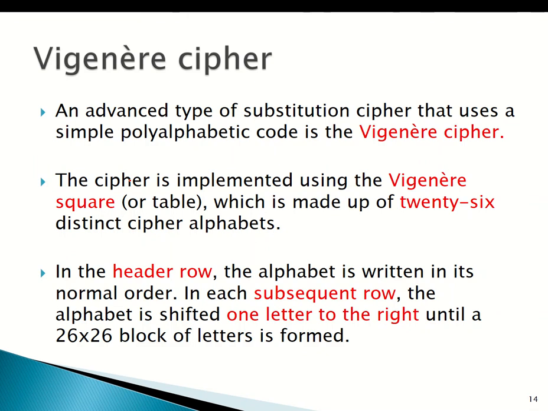Assalamu alaikum again. This is the second part of lecture number 2. We talked about the Caesar cipher in the first one, which is one of the substitution ciphers. Now we'll talk about the Vigenere cipher, which is another example of a substitution cipher. The Vigenere cipher is a more advanced form of the Caesar cipher.